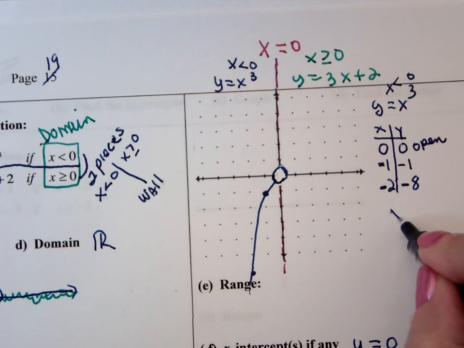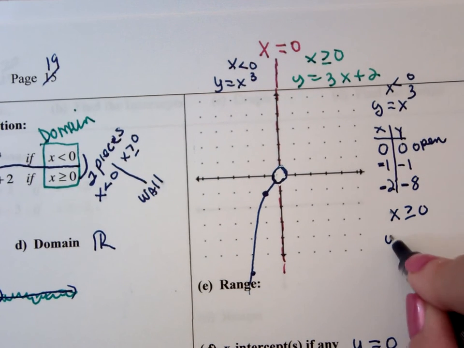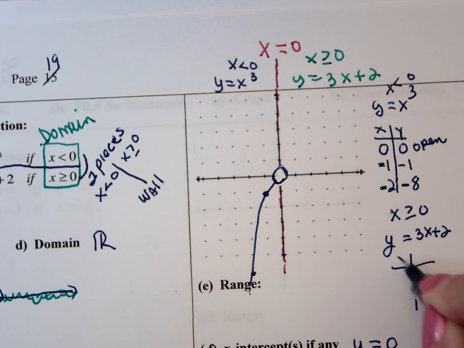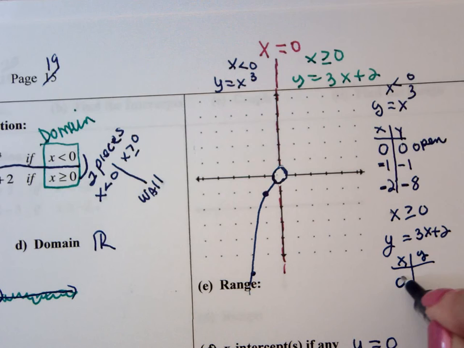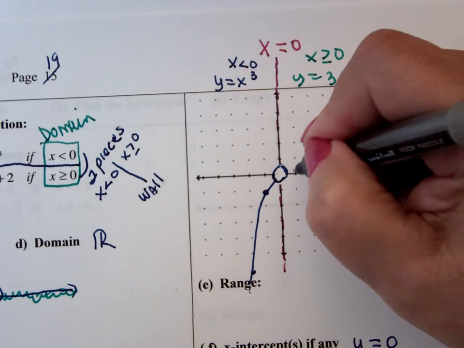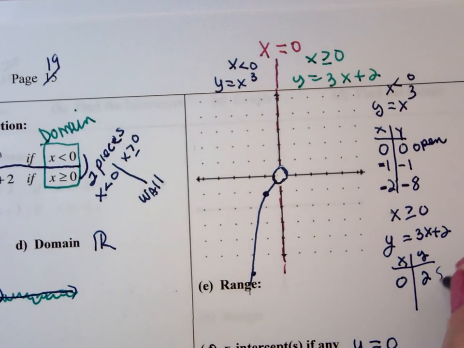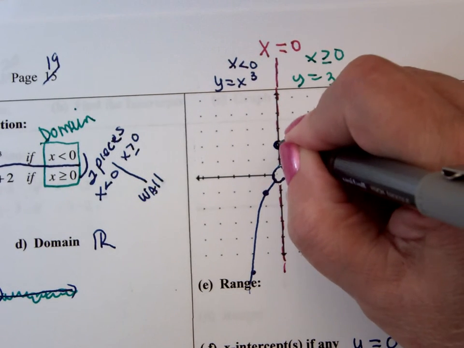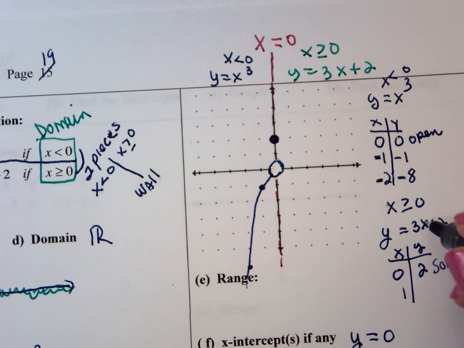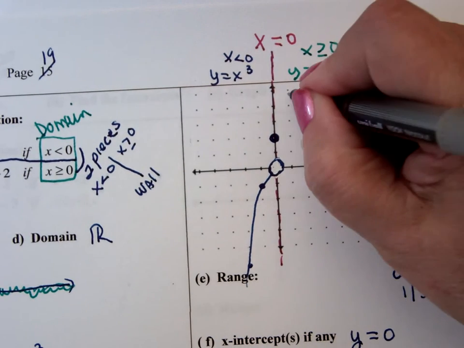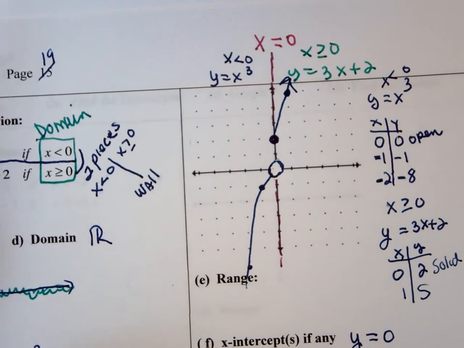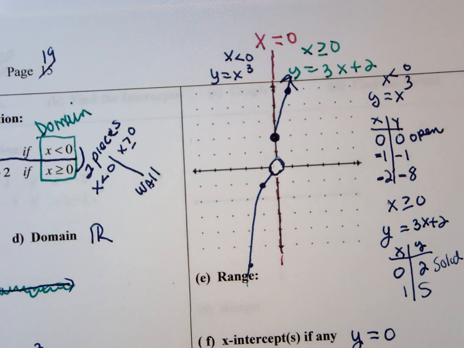And for x greater than or equal to 0, y is 3x plus 2. I only need 2 points. At x equals 0, y equals 2, and it's solid. And if x equals 1, y equals 5. And that's his picture. That's what he looks like.